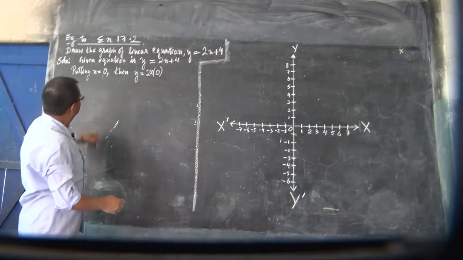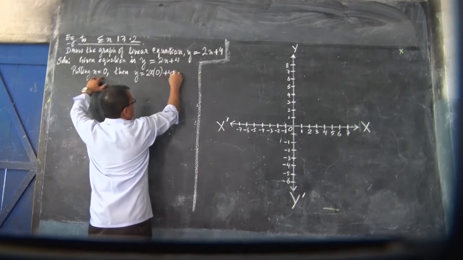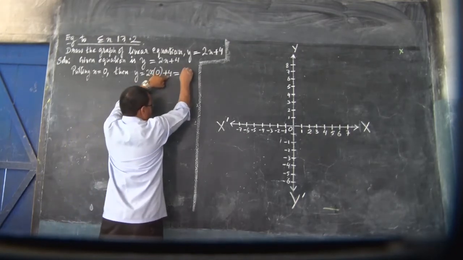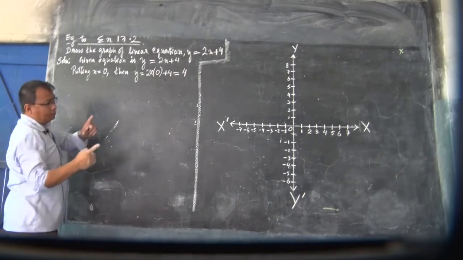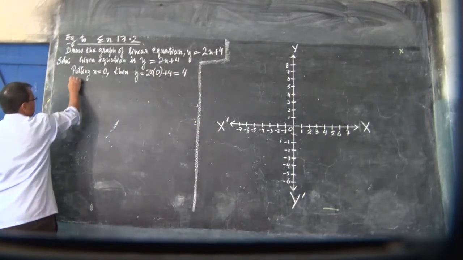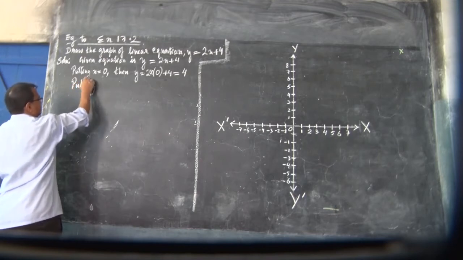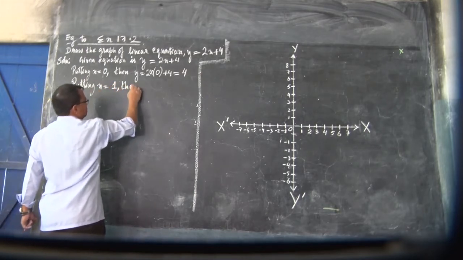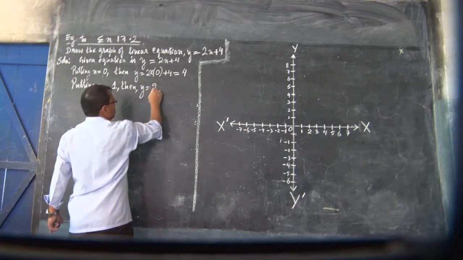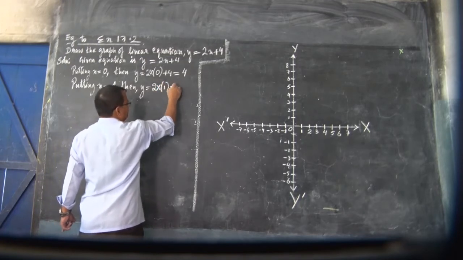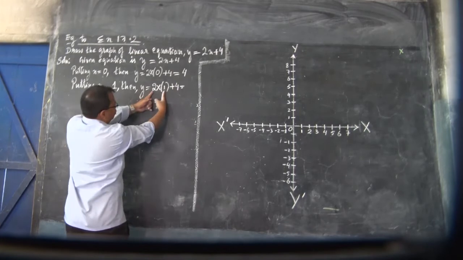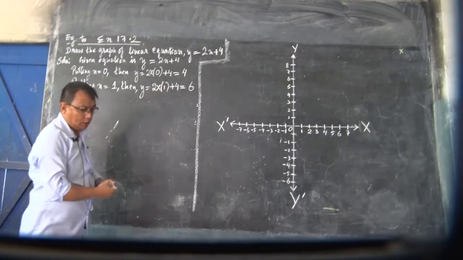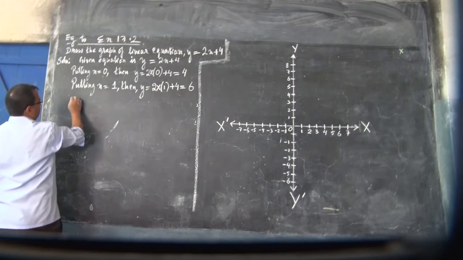y equals 2 multiplied by 0 plus 4. 2 times 0 is 0, then plus 4. Okay, then the second point. Putting x equal 1, then what we get, y equal 2x, with 1 in place of x, plus 4, equal 2 ones are 2, plus 4 is 6. So y is 6.